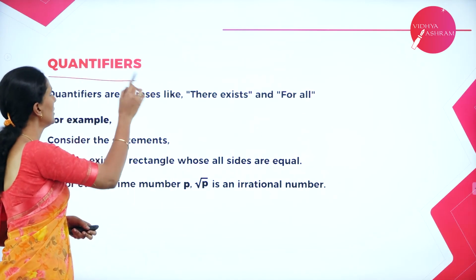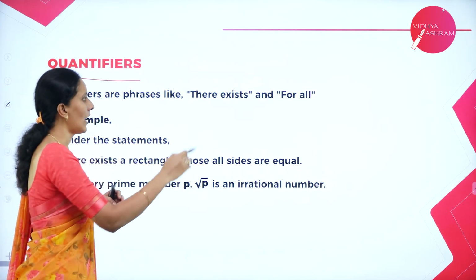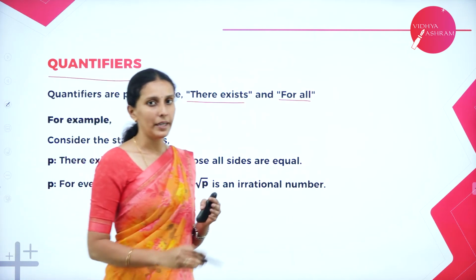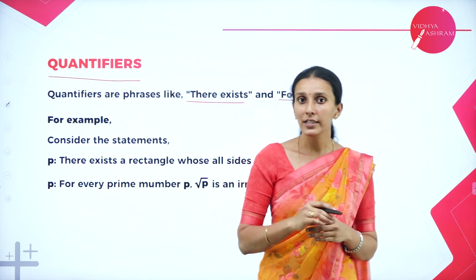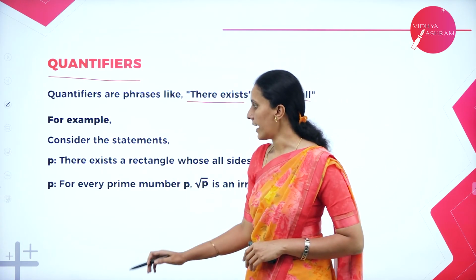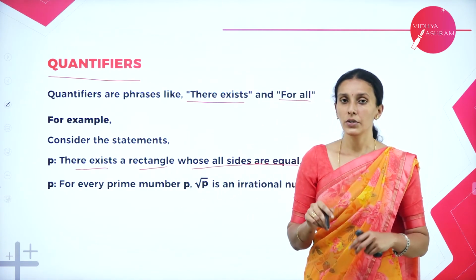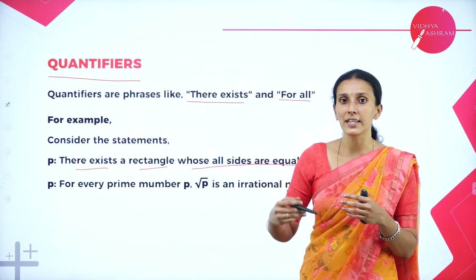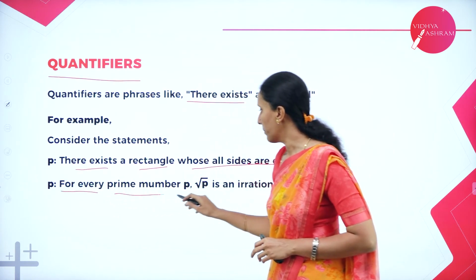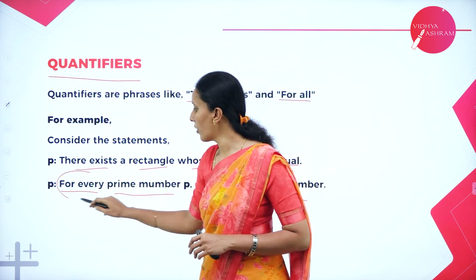Next, we come across quantifiers. So quantifiers are words like there exists, for all. In many mathematical statements, you might use these words, there exists or for all. For example, consider this statement. There exists a rectangle whose all sides are equal. The statement starts with there exists. And also, for every prime number p, root p is an irrational number. So here the phrase used is for every.